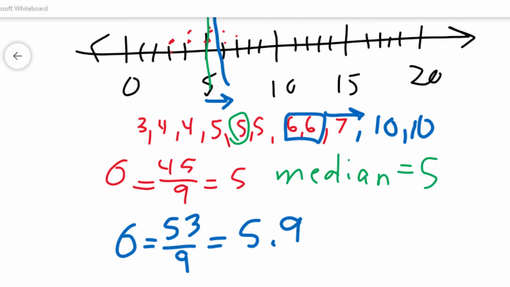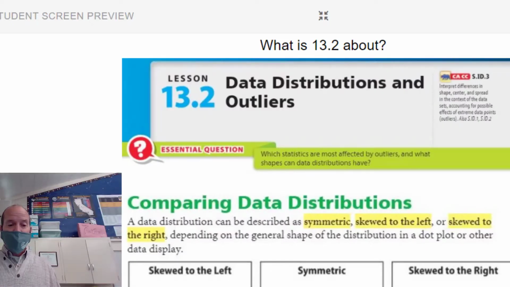So let's take a look at these pictures here. Skewed to the left, notice it has these extra points on the left of the larger grouping. Symmetric is like a perfect pyramid or a bell-shaped curve. And skewed to the right has extra points on the right. And remember, the average gets pulled towards the left of the median when it's skewed to the left, and pulled towards the right of the median when it's skewed to the right. All right, that was an introduction of 13.2.